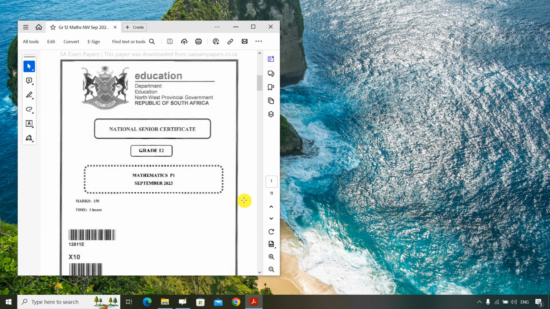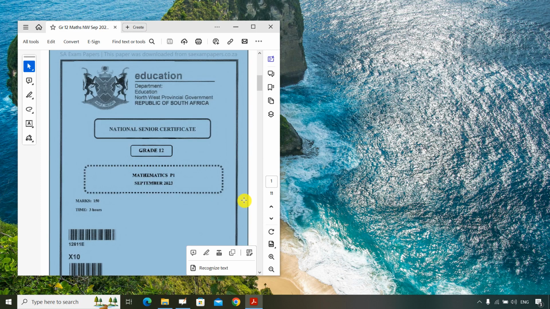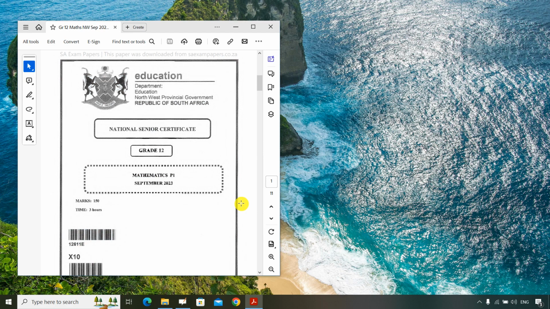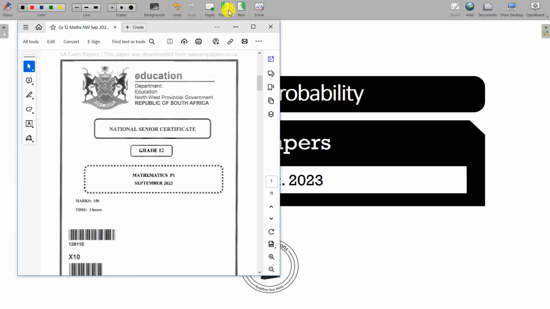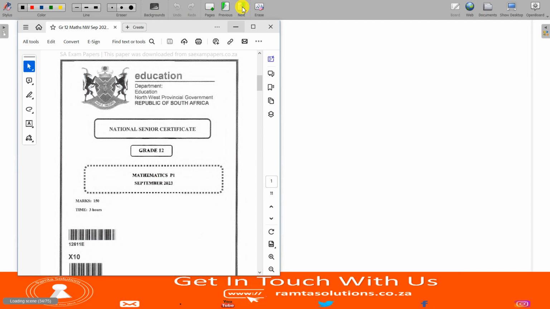So here it is. I'm just going to pin it. There we go. Right. First, let's thank SA Exam Papers for giving us this question paper.